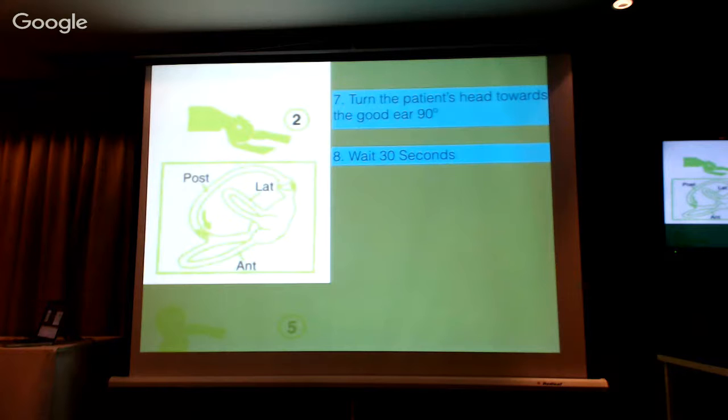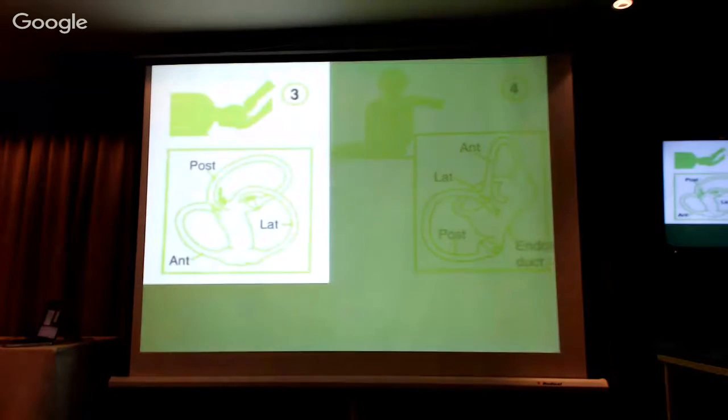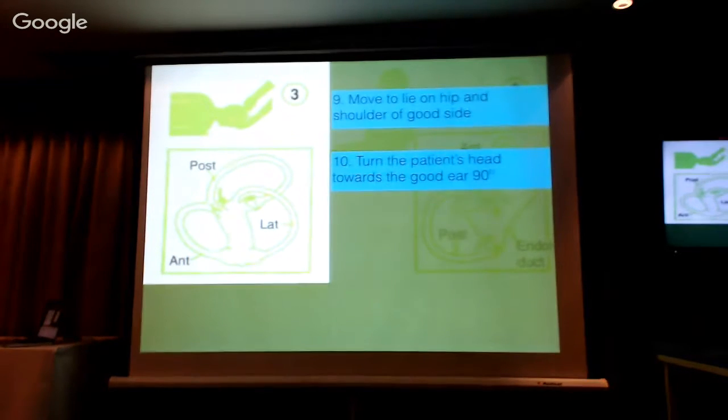Now we need to turn another 90 degrees. But before doing that, it will be useful to lie on the hip and the shoulder on the good side. And then turn the patient's head towards the good ear 90 degrees, and wait for 30 seconds. Just like that.